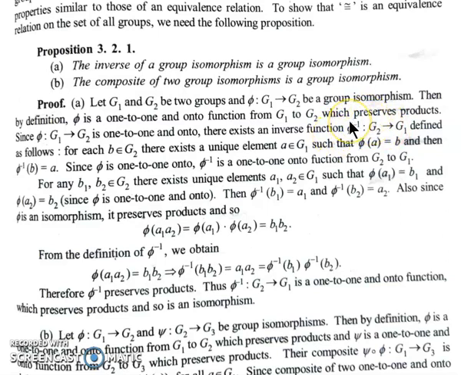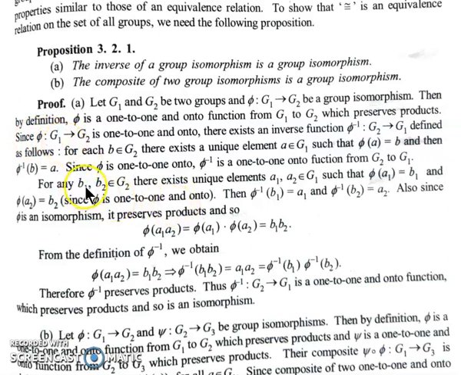For that, we have to prove phi inverse of any two elements: let B1, B2 be two elements of G2, then phi inverse of B1 B2 is equal to phi inverse B1 into phi inverse B2. We have to prove only that one condition. Now, each element B of G2 is of the form phi of A, since phi from G1 to G2 is a 1-1 onto function. For each element B of G2 there exists a unique element A of G1 such that phi of A equals B.